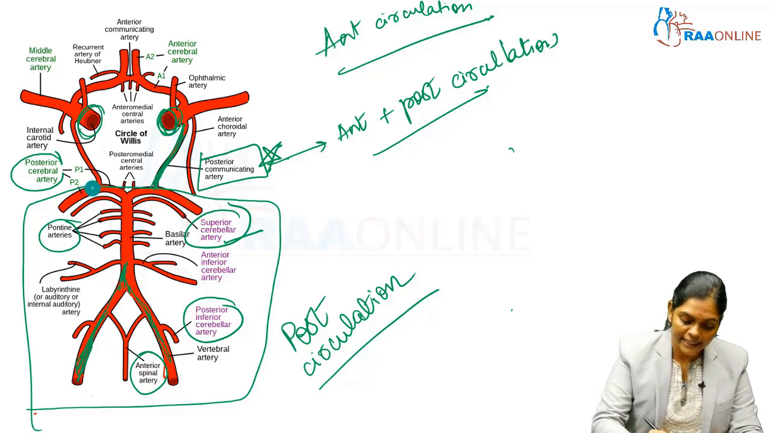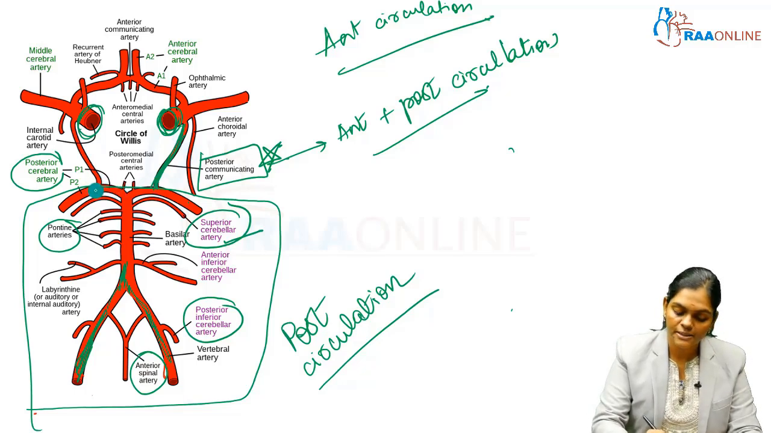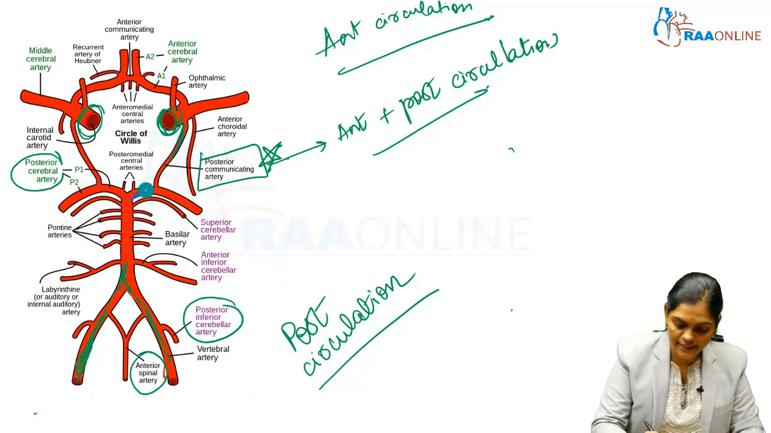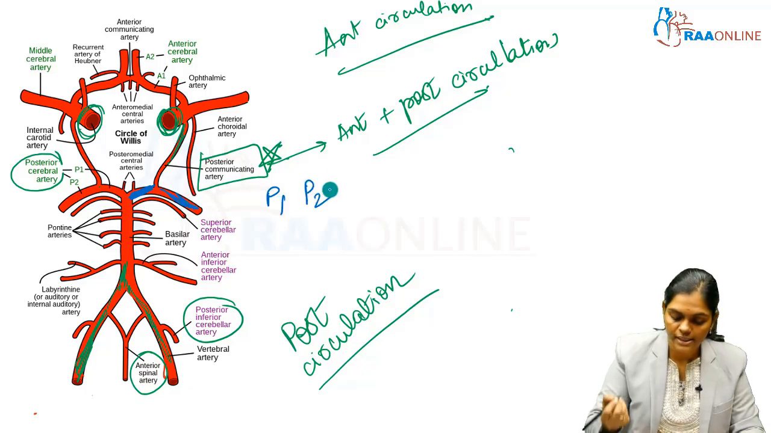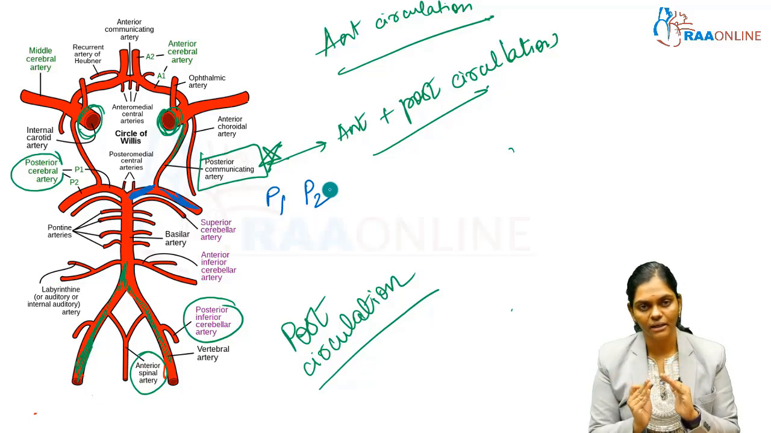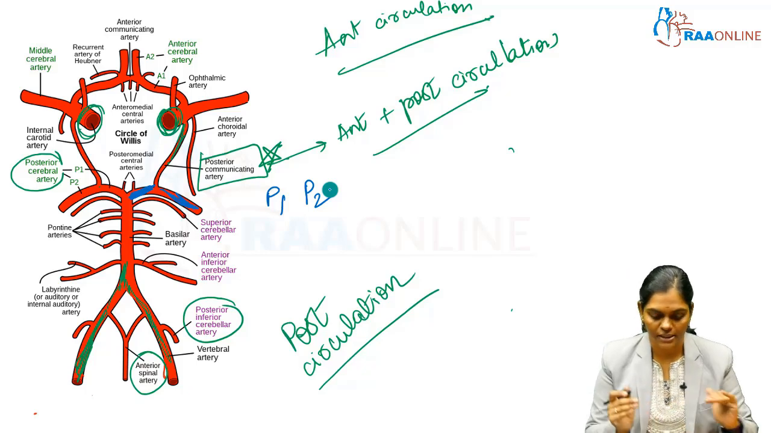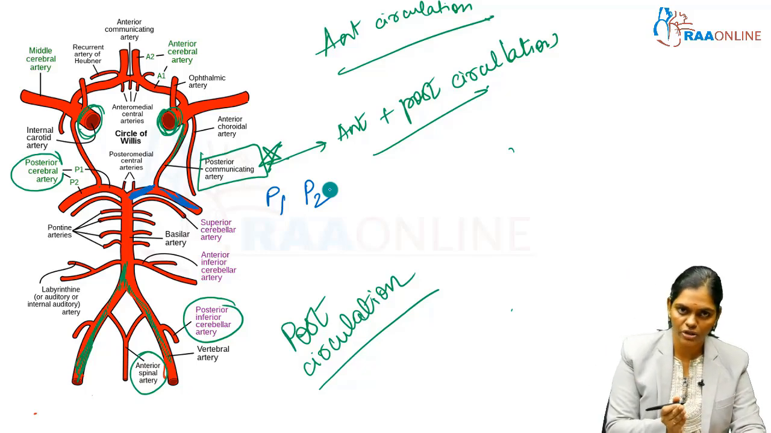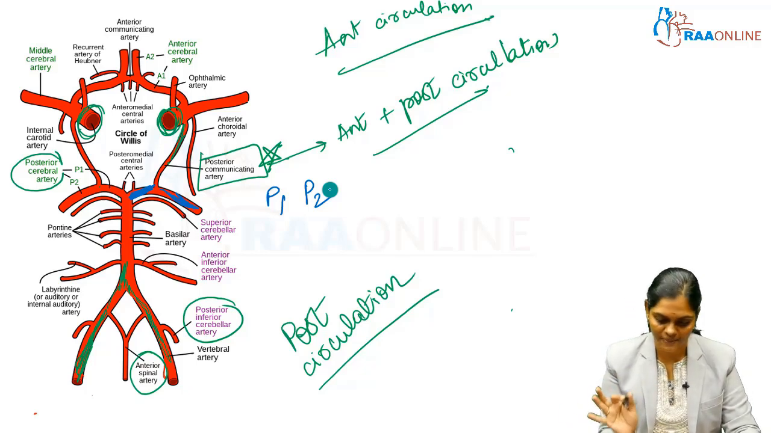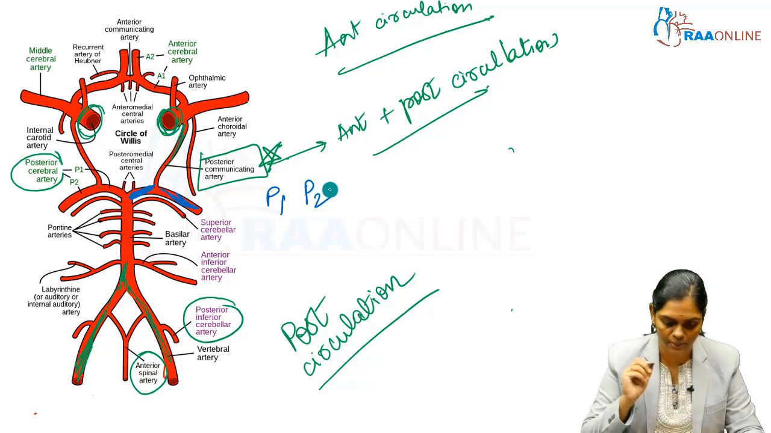Now, the area before this, that is proximal to the joining of the posterior communicating artery, is P1 and this area is P2. The P1 and P2 are divided according to the part where the posterior communicating artery is joining the posterior cerebral artery. The area that is proximal to the joining is your P1, distal to it is called P2. This much is clear. So, the first branch is the posterior communicating artery.